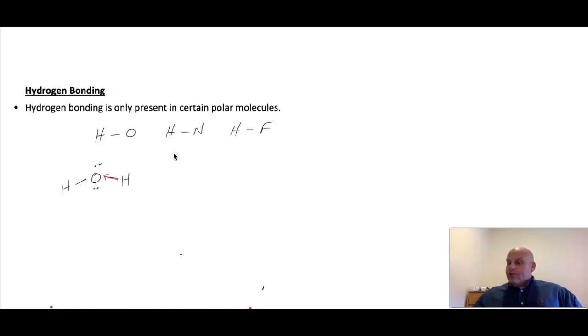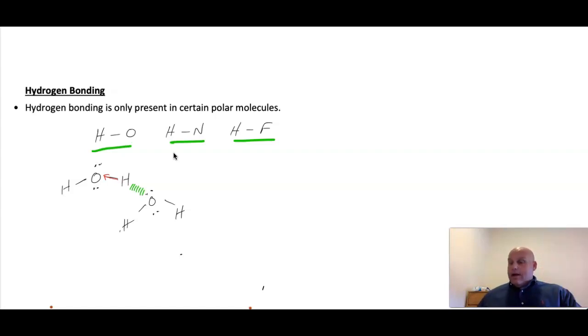Hydrogen then, in search of that pair of electrons, will have a force of attraction to a lone pair of electrons in a nearby molecule. It's a bad name, hydrogen bonding. It is not a bond. It is still an intermolecular force. But the reason why it happens in these three examples is because oxygen, nitrogen, and fluorine are very electronegative, and they're also small, so that strength would be the greatest. So hydrogen bonding represents the strongest intermolecular force.